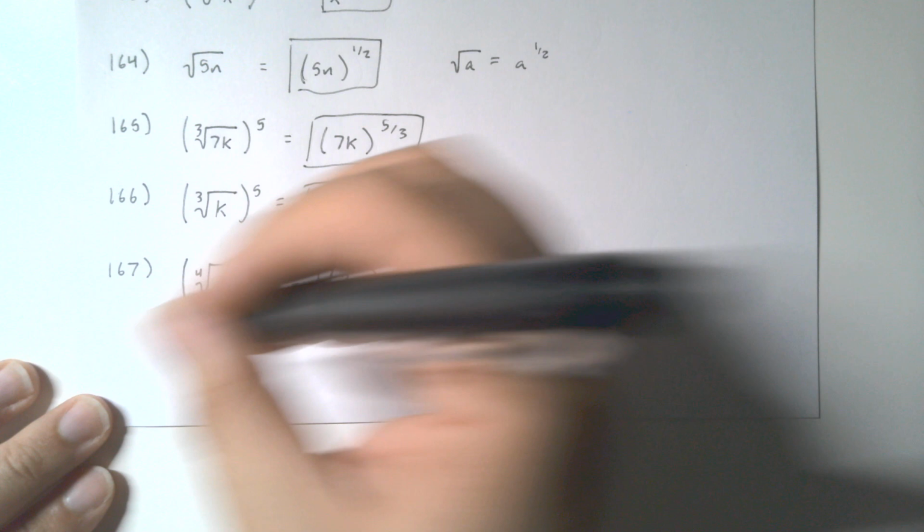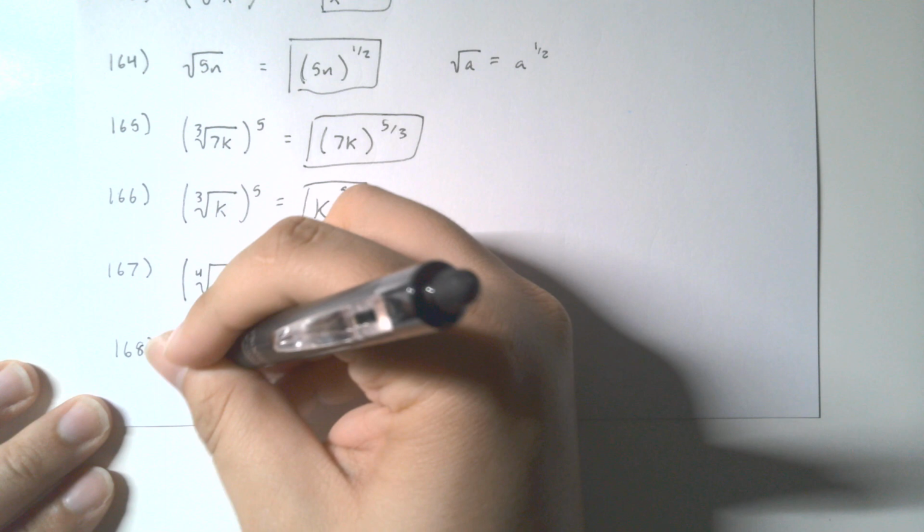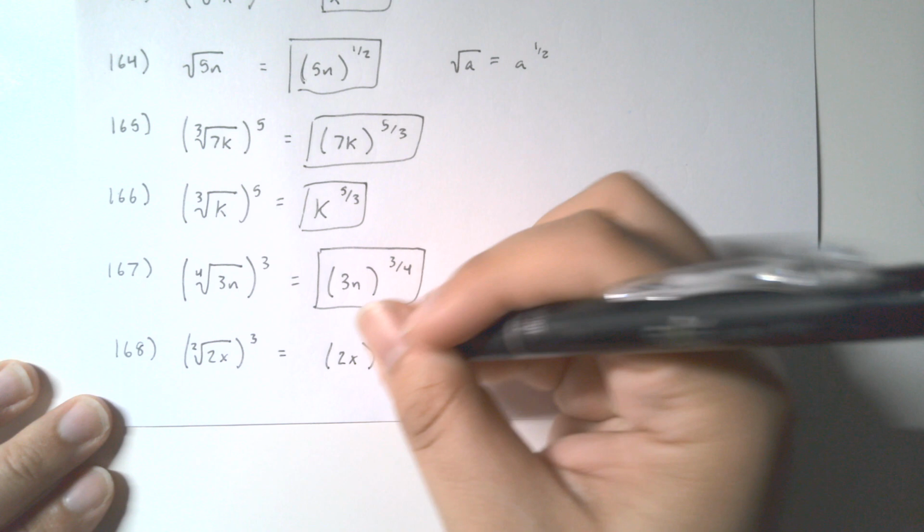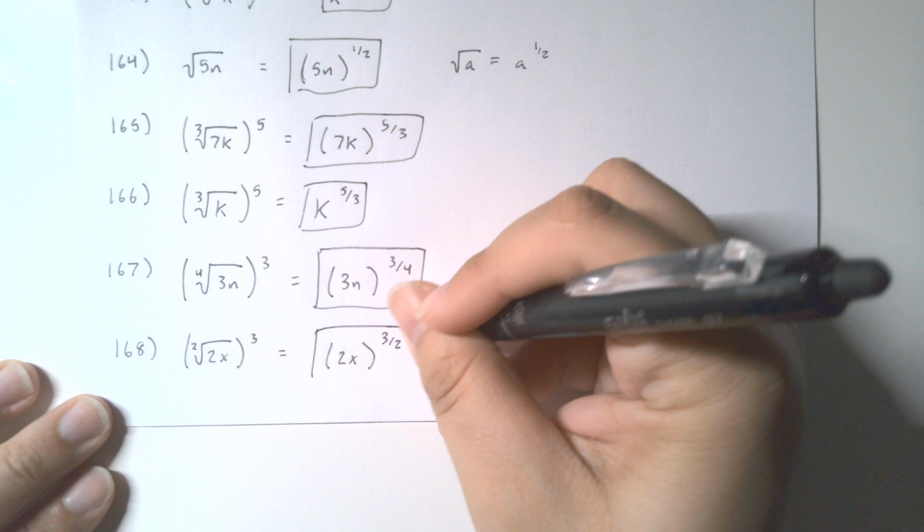For the last one for this section, we have 168. This one is the square root of 2x to the power of 3. Implicitly, we have a 2 right there. And so we can write this as 2x to the power of 3 over 2. And that's our final answer.